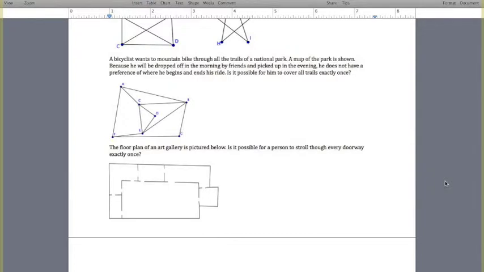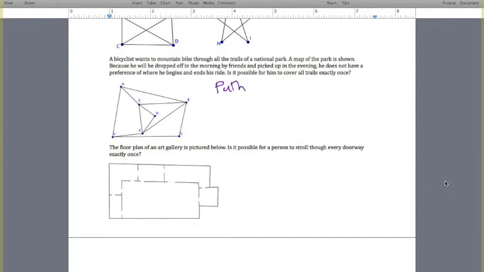No, it's a path because it doesn't care where he ends or starts. He doesn't care where he starts and ends because he can tell his friends, drop me off here in the morning and at night pick me up over here. So he doesn't need to get back to his own car, right? If he was driving himself to the park, he needs to get back to his car. So then we'd be going for a circuit. But since his friends are going to pick him up, he doesn't care where he starts and ends. So this question is asking us, is there a path, an Eulerian path here?